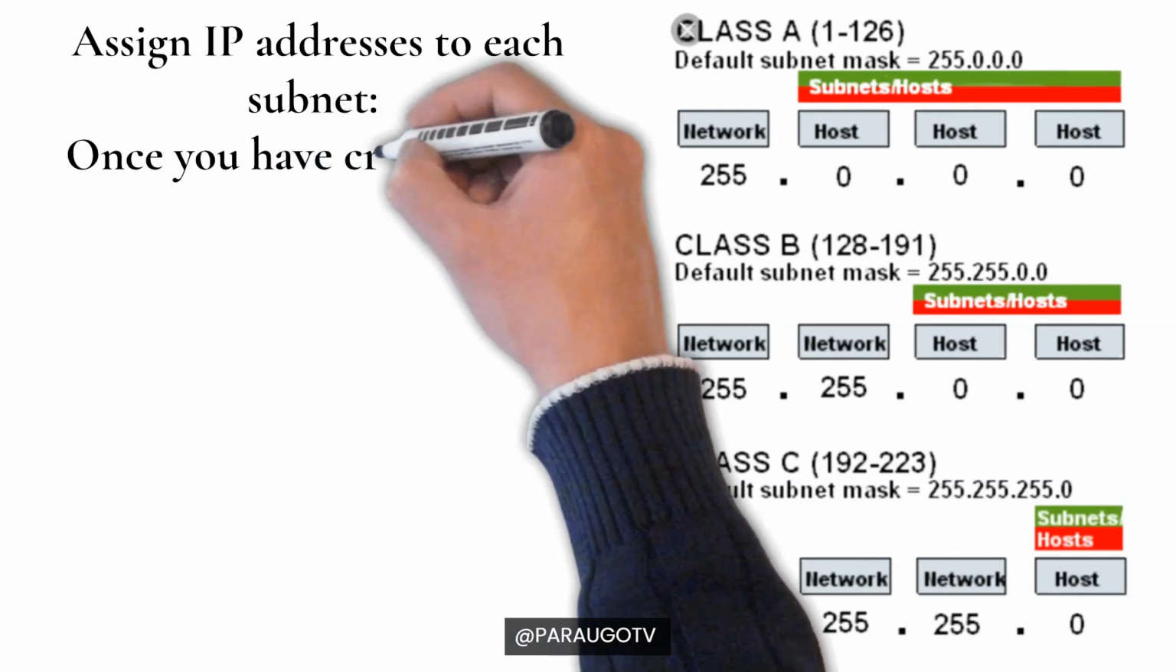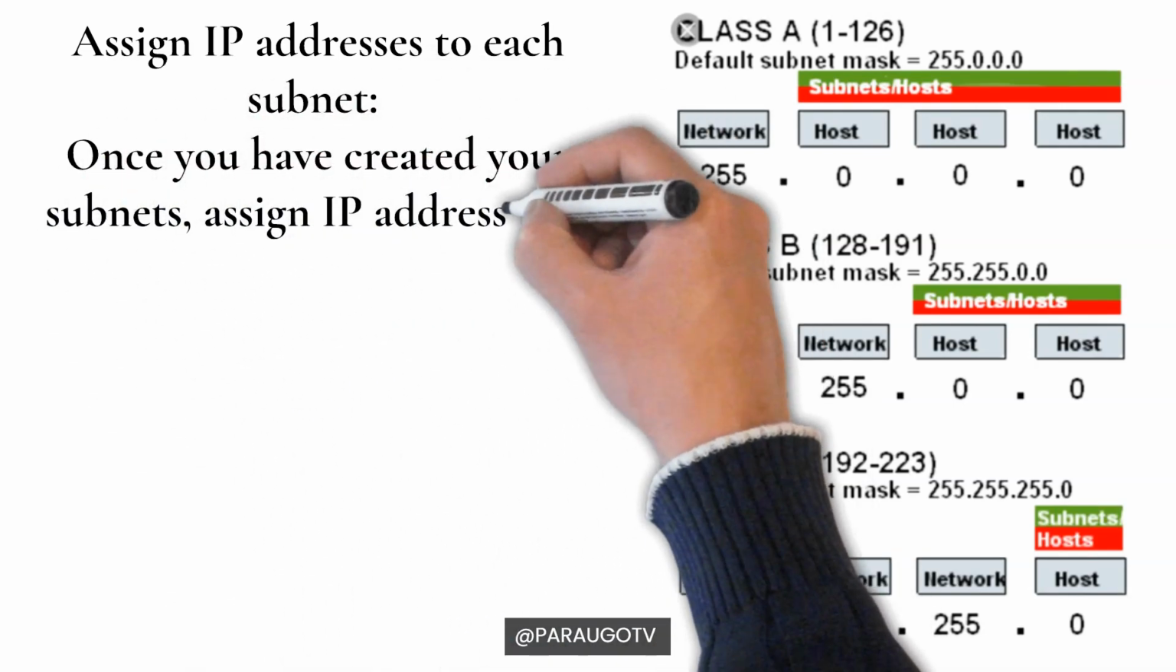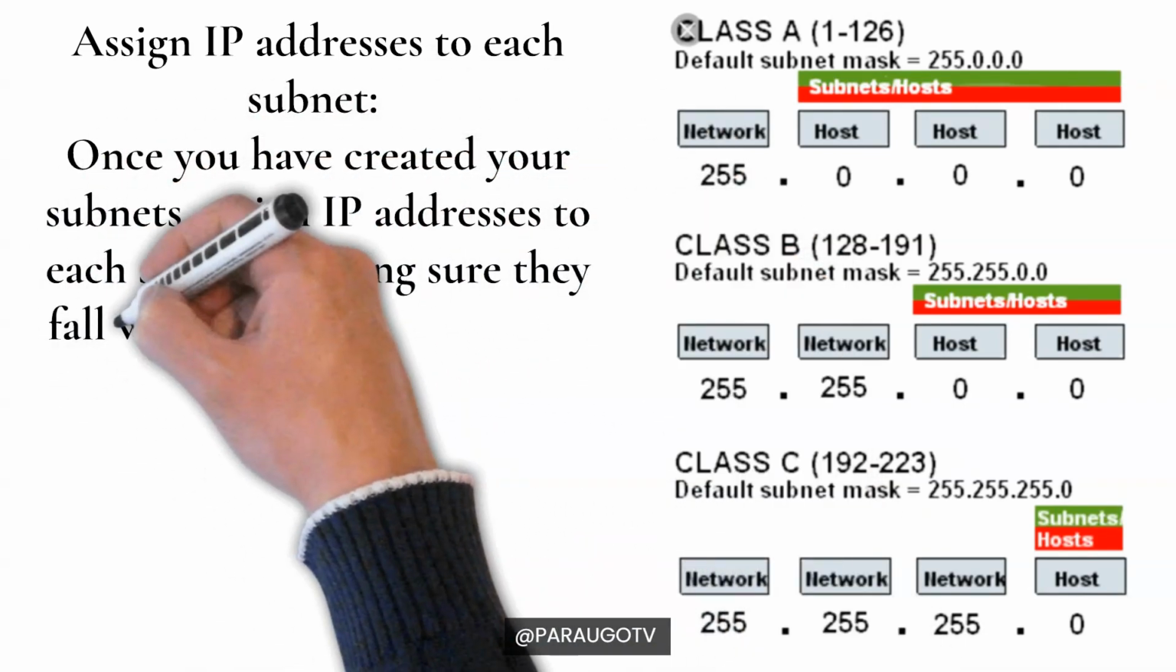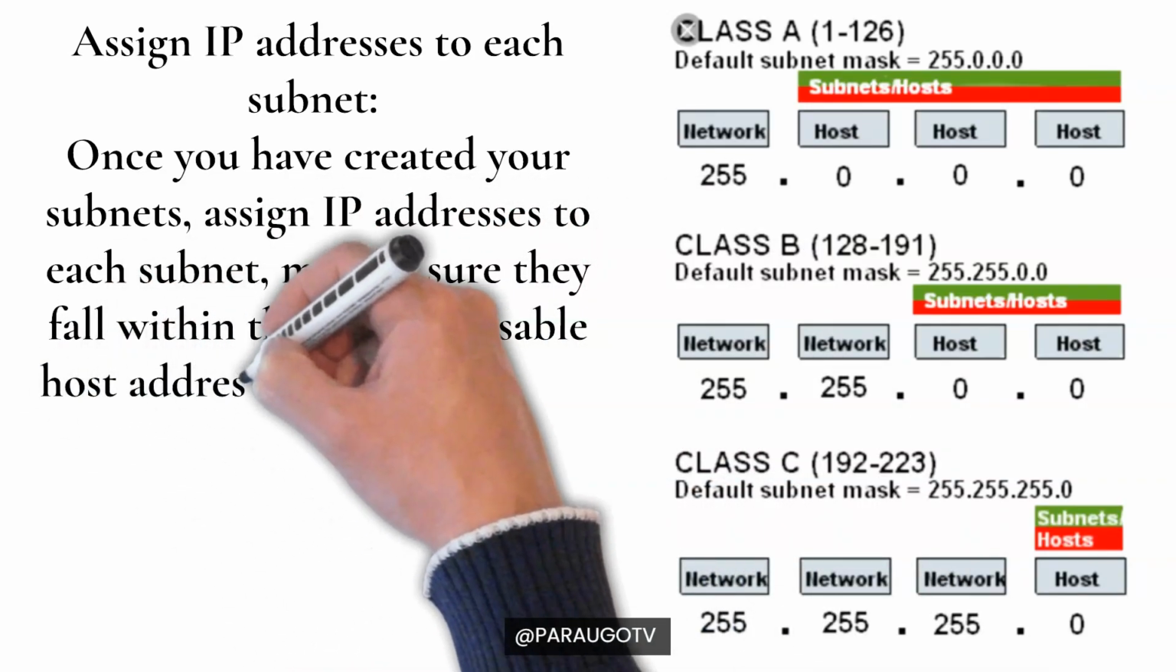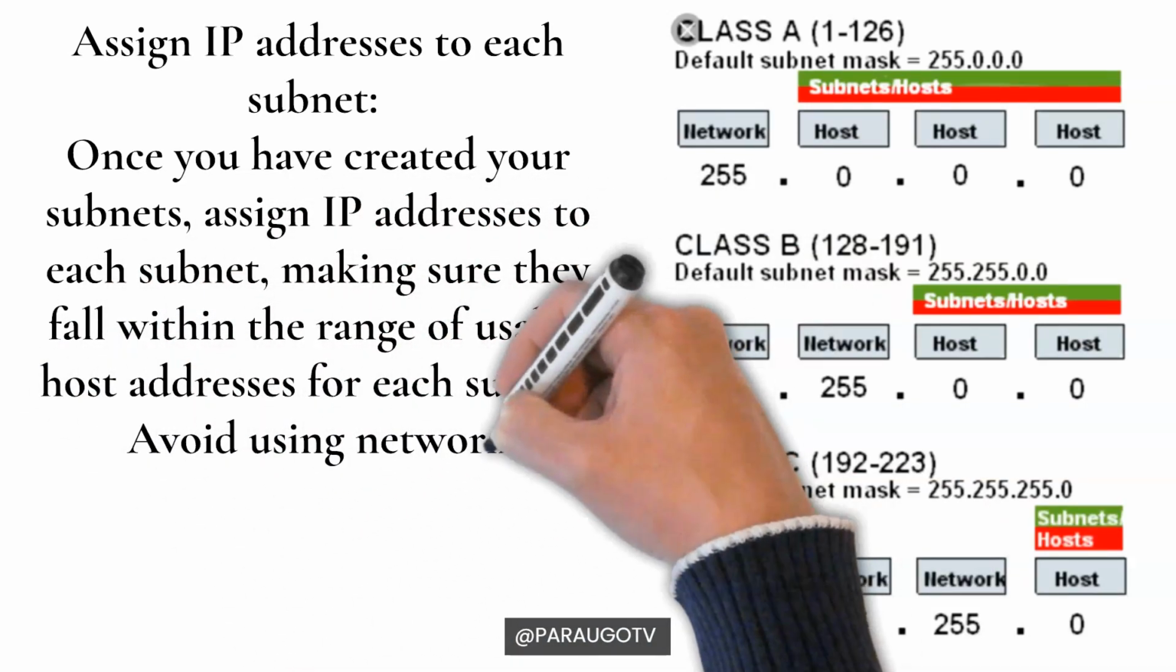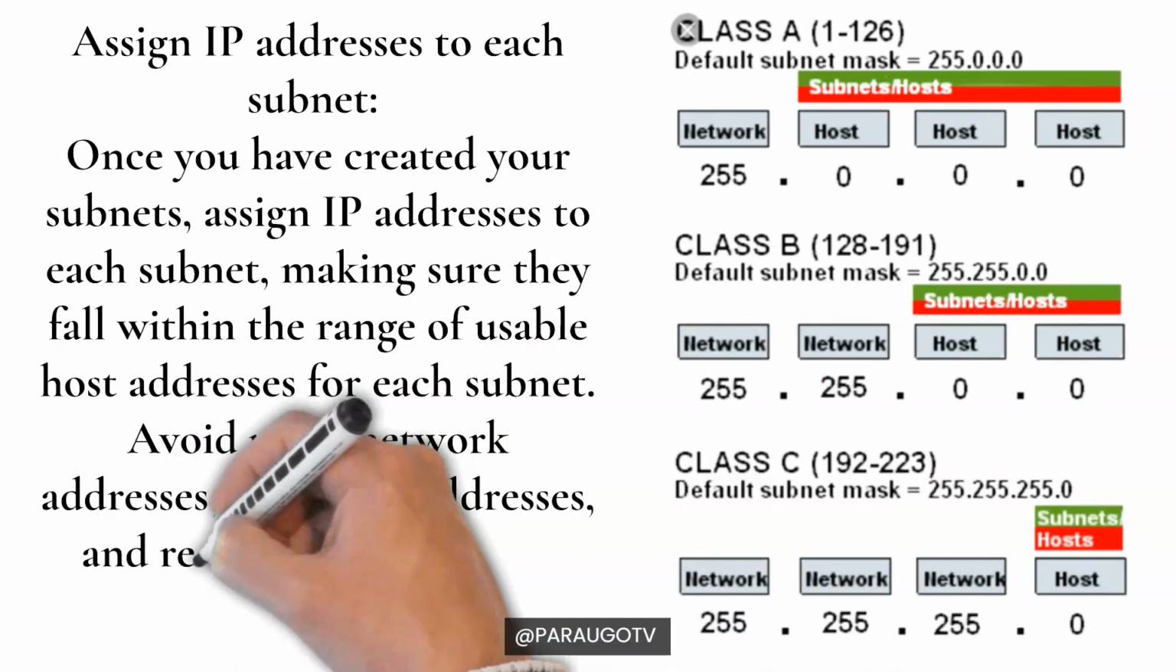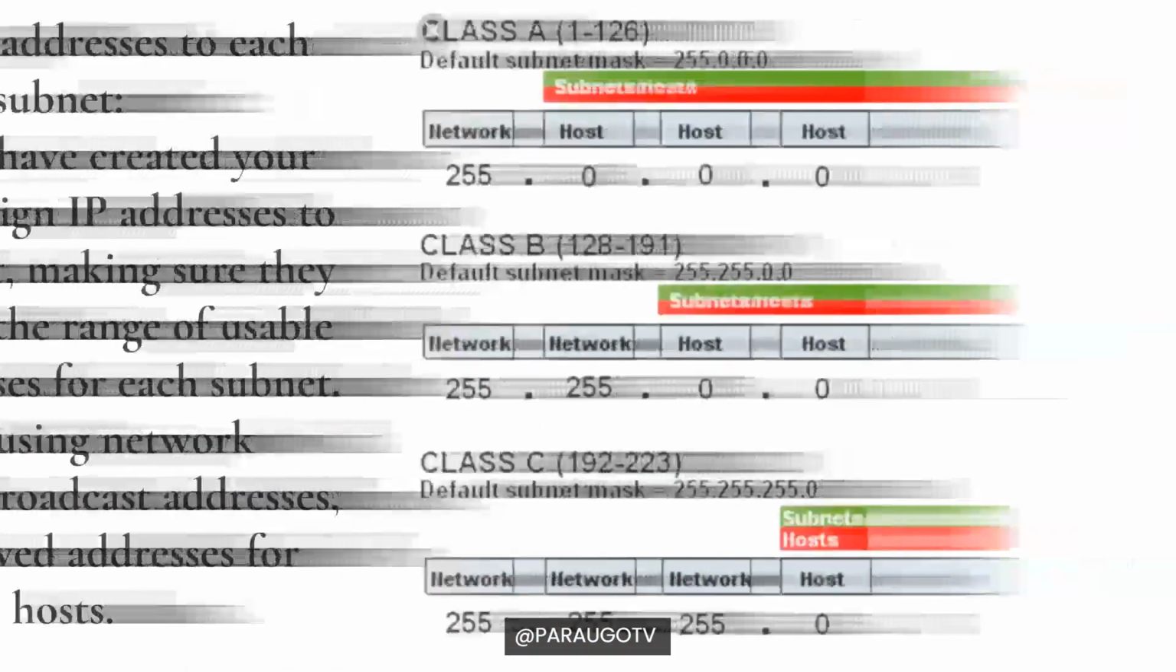Assign IP addresses to each subnet. Once you have created your subnets, assign IP addresses to each subnet, making sure they fall within the range of usable host addresses for each subnet. Avoid using network addresses, broadcast addresses, and reserved addresses for hosts.